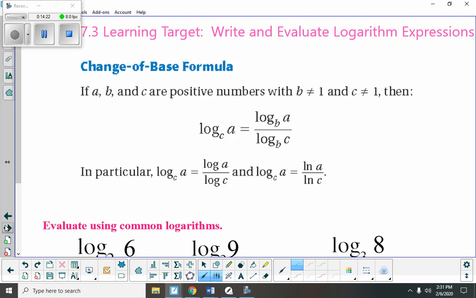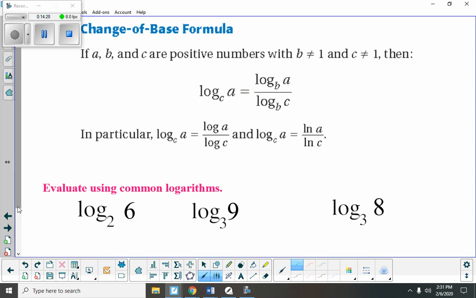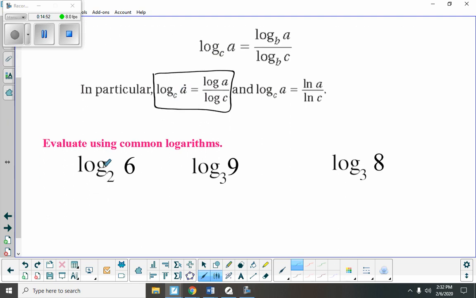Because the calculator only has your common log, you can't type in something like this example, log base 2 of 6. But there is a change of base formula, and we're going to use it. It's right here. The log base c of a can be found on your calculator by using the common log of a, the log of the larger typed number, over the log of c, which is the log of your base. So in your calculator, if you want to find the log base 2 of 6, you type in log of 6 divided by log of 2.